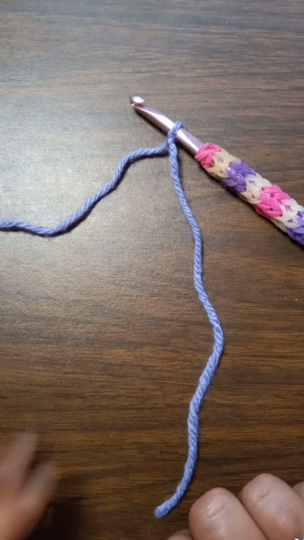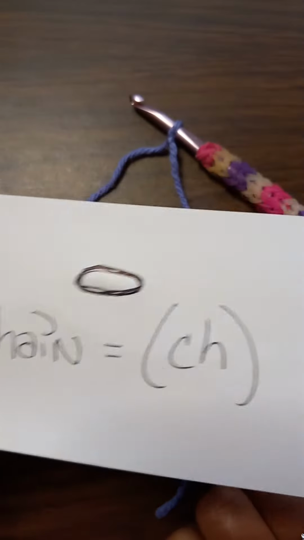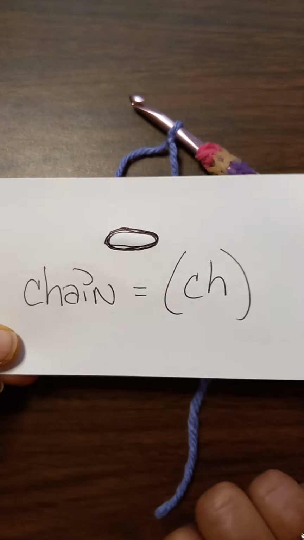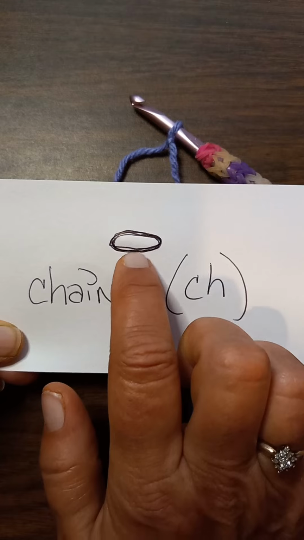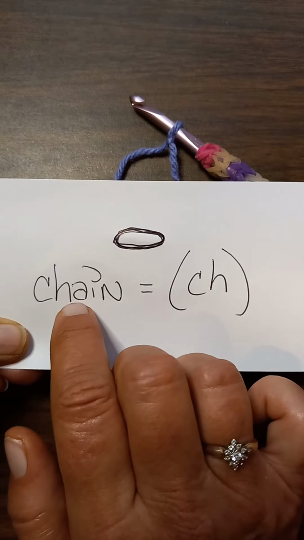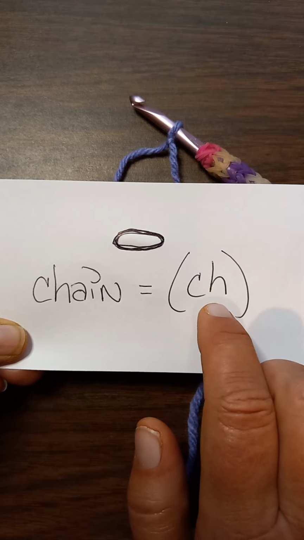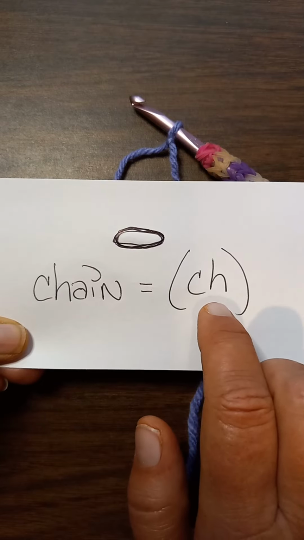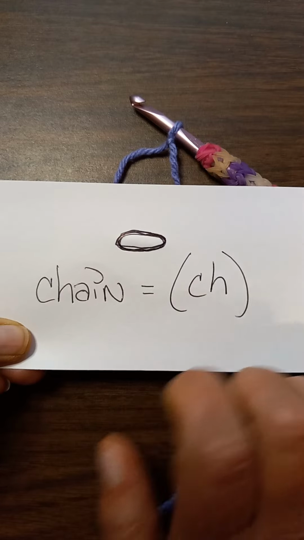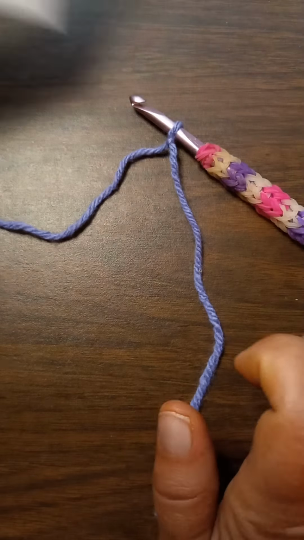All right, so I'm sure everybody on here probably knows how to do a chain by now. But we're doing symbols. That's the symbol for a chain. That's the word, and the word equals the abbreviation CH. So, that's how you're going to read chain on patterns.